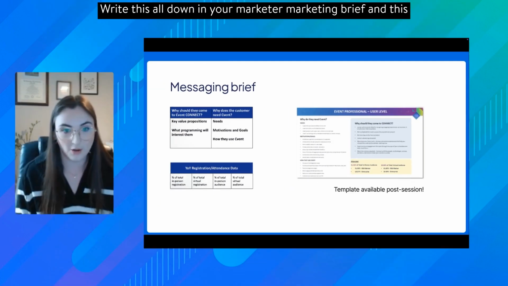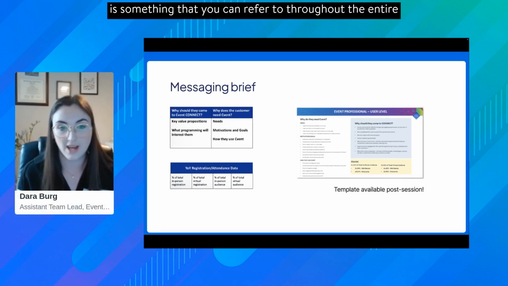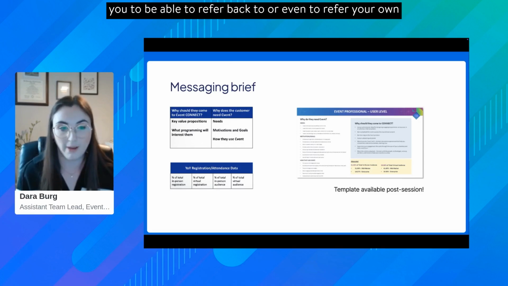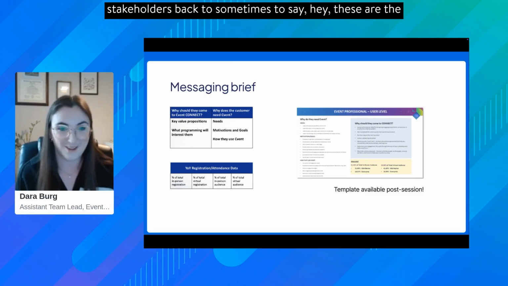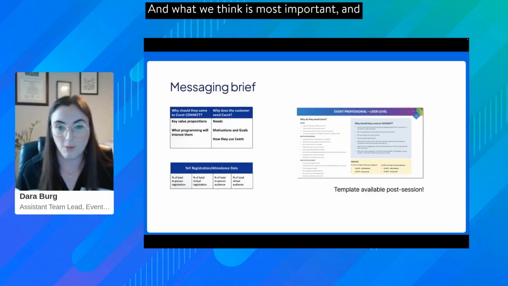Write this all down in your marketing brief. And this is something that you can refer to throughout the entire course of your event. And it's going to be really helpful for you to be able to refer back to, or even to refer your own stakeholders back to sometimes, to say, hey, these are the priorities that we identified at the beginning of the year and what we think is most important. And this is why we made the decisions that we did.